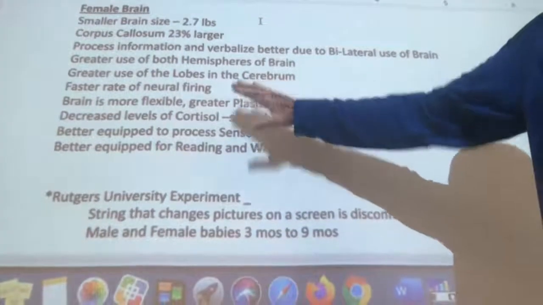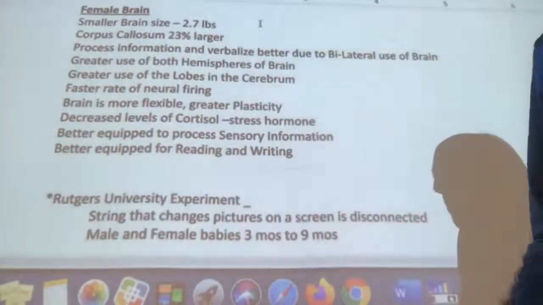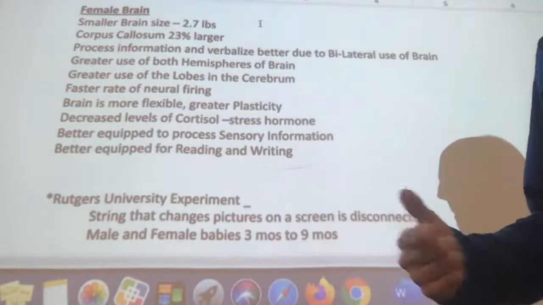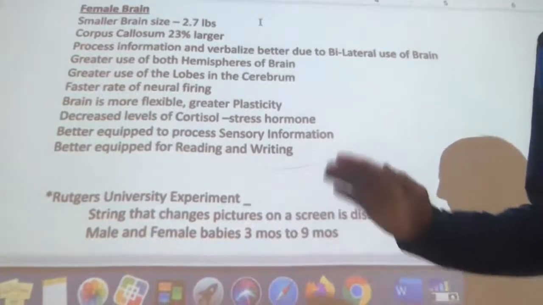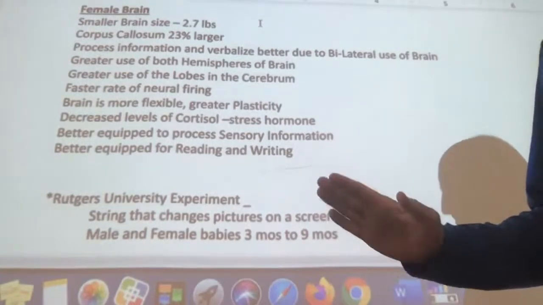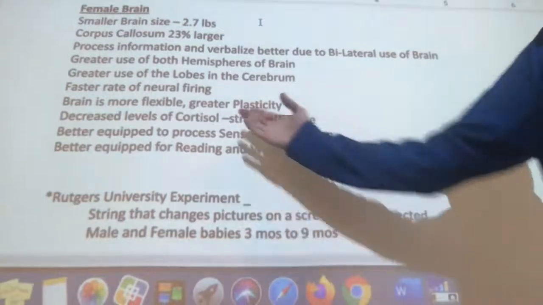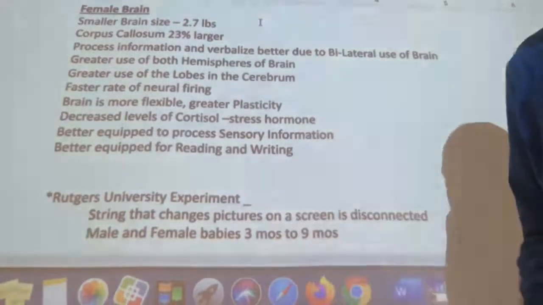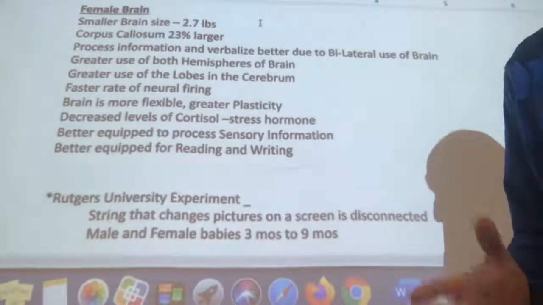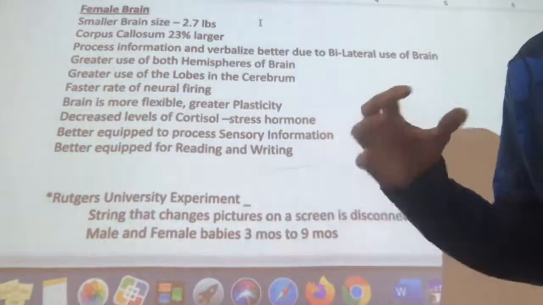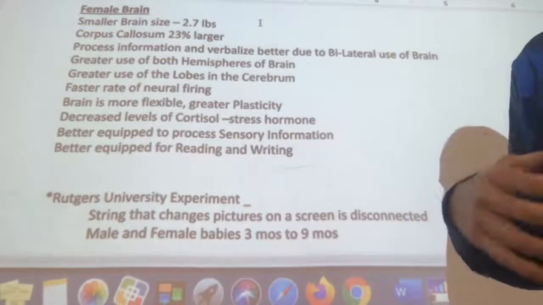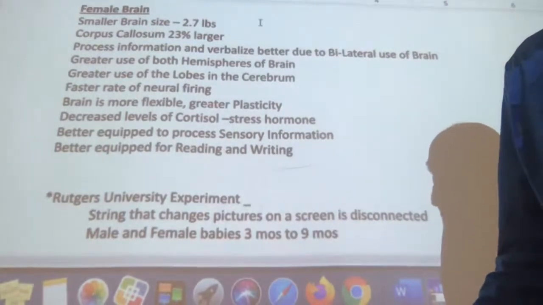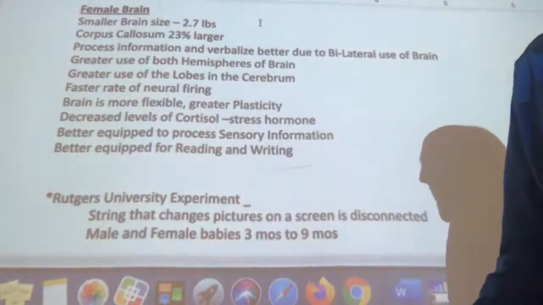And that they have greater activity and development generally in the lobes, the 4 lobes of the cerebrum. They overall have a faster rate of neural firing. The female brain is considered more flexible and has more plasticity, which basically means the brain rewires itself. So again, the brain is not very good at healing itself. What it does is it rewires or it moves stuff if it's damaged. So in theory, the female brain will heal or recover faster and better.